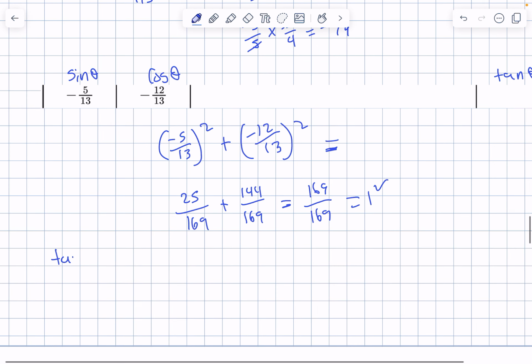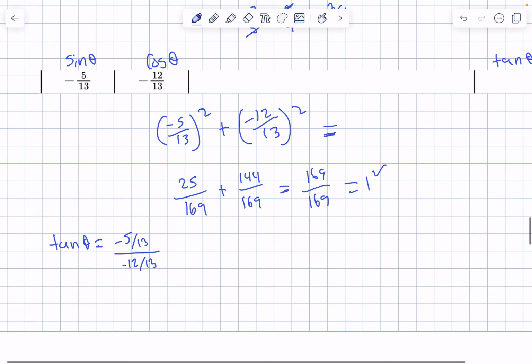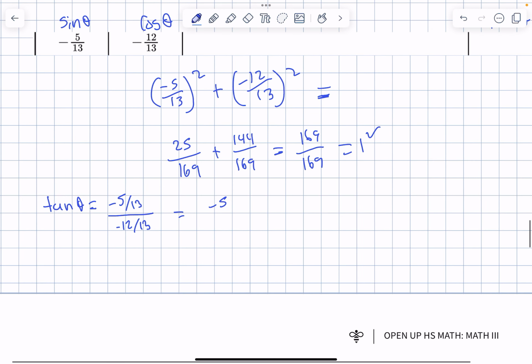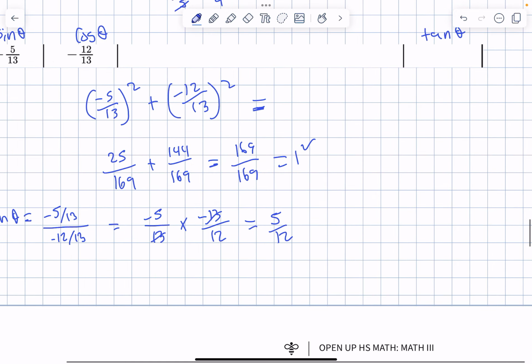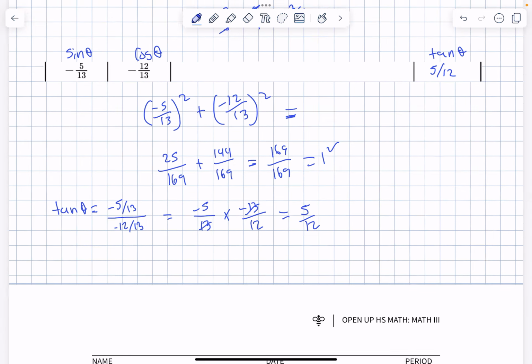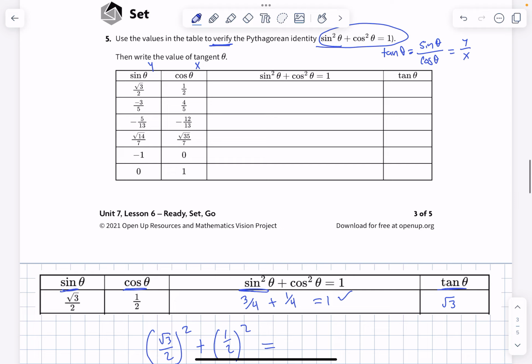And then last but not least, tangent of theta is equal to negative 5 over 13 over negative 12 over 13. So this is equal to negative 5 over 13 times negative 13 over 12. The 13s go away, and I'm left with 5 over 12. Halfway done with this. And so far, all of them have fit our condition.